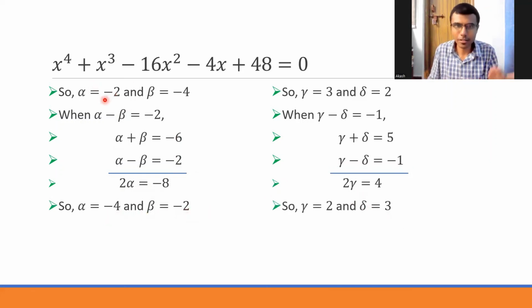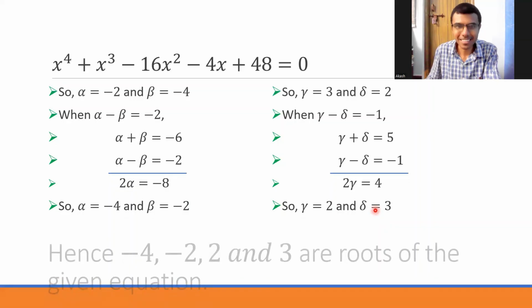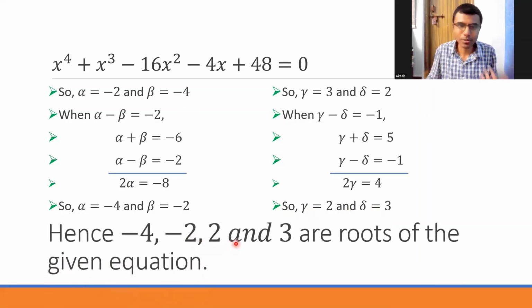See, if you observe at the top, previously I got alpha is minus 2 and beta is minus 4. Here I am getting alpha is minus 4 and beta is minus 2. So ultimately, it's just designation, the roots are the same. And here I got gamma as 2 and delta as 3. That's it, I got my roots. My question is done. Hence, minus 4, minus 2, 2, and 3 are the roots of the given equation.